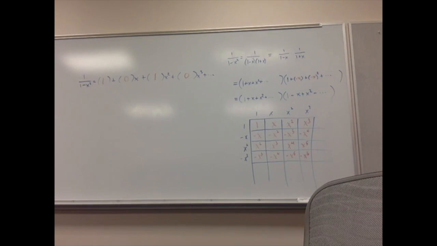Notice it agrees. I didn't show the linear term, but you can think of this as being 1 plus 0x plus 1x squared plus 0x cubed plus 1x to the 4th. So we get the same thing.